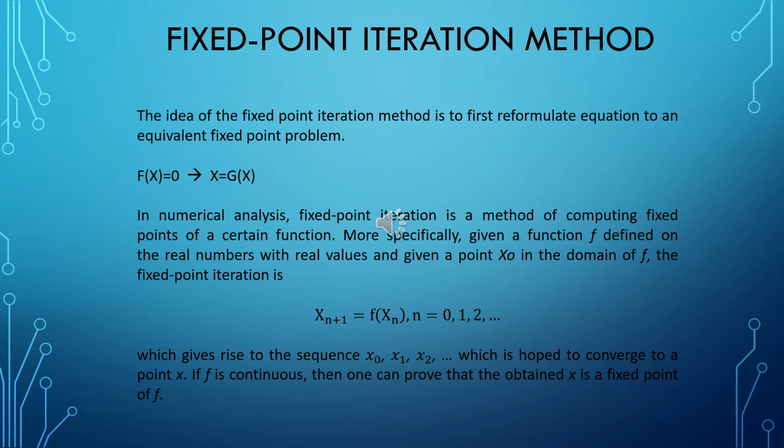In numerical analysis, fixed point iteration is a method of computing fixed points of a certain function. More specifically, given a function f defined on the real numbers with real values and given a point x0 in the domain of f, the fixed point iteration is x of n plus 1 is equal to f of x of n, where n is equal to 0, 1, 2, and so on, which give rise to the sequence x0, x1, x2, which is hoped to converge to a point x. If f is continuous, then one can prove that the obtained x is a fixed point of f.